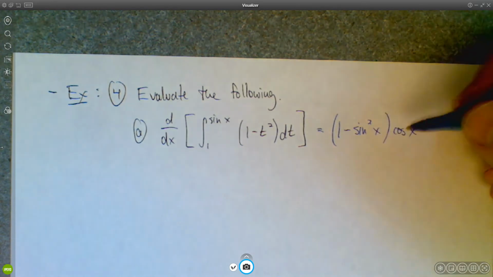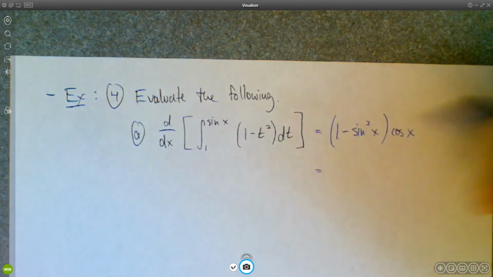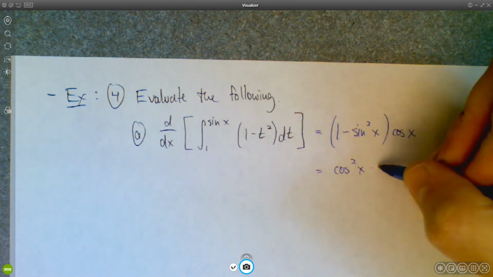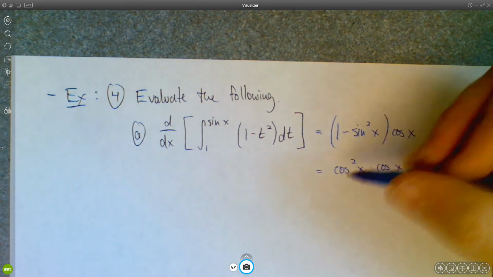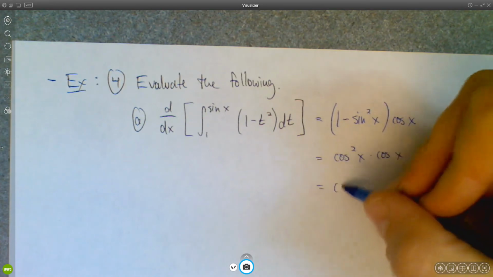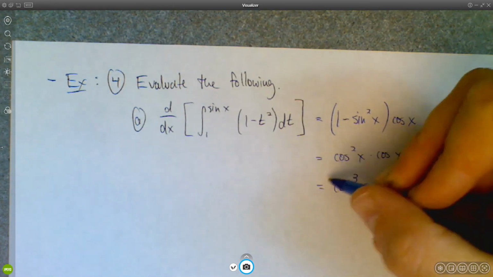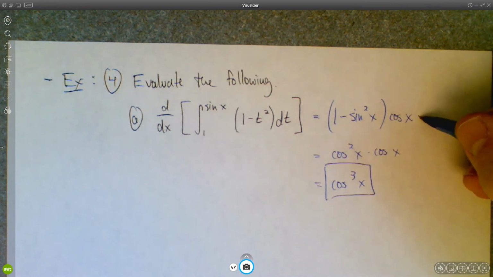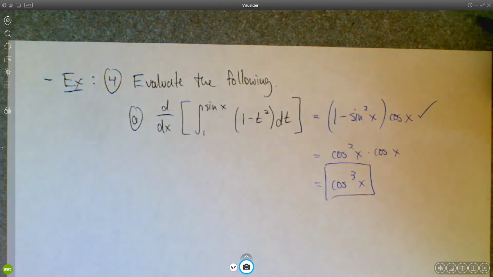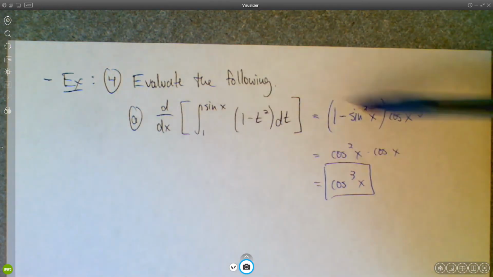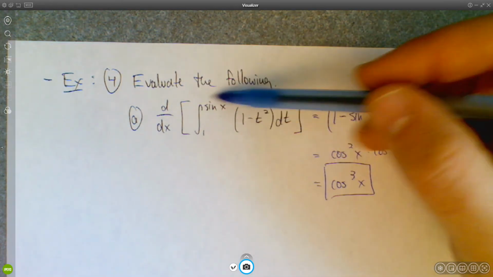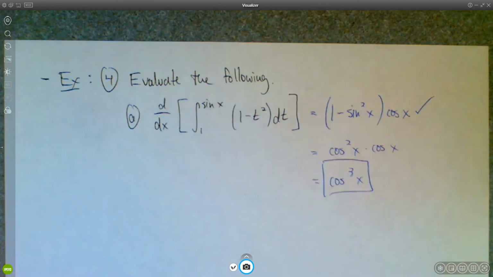We could make this a little nicer, right? We know that 1 minus sine squared is just cosine squared. And then cosine squared times cosine is just cosine cubed. So it simplifies a little bit. But the main idea is this one, that you can still just plug in that upper limit of integration for t, and then multiply by the derivative of that upper limit of integration.